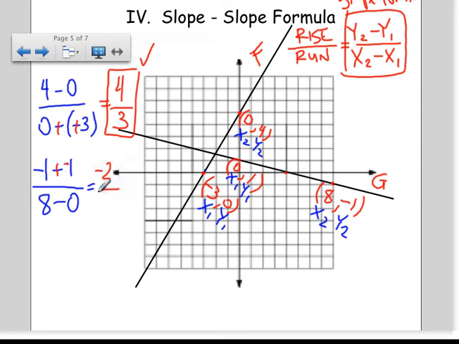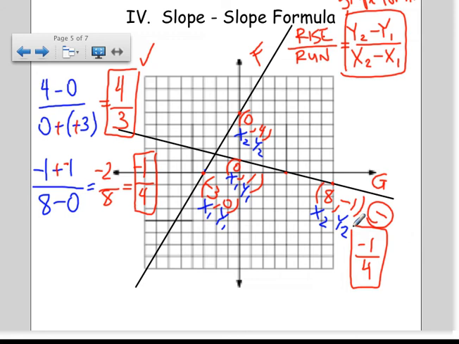8 minus 0, well that's just 8. And this simplifies to negative 1/4, which is exactly what I had before. So the slope of this line, again, is negative. I know that it's negative because it's going downhill from left to right, 1/4, which means it has a rise of -1 and a run of 4.